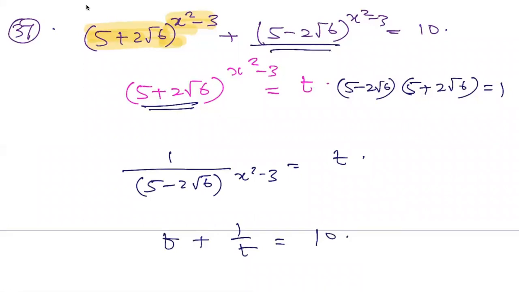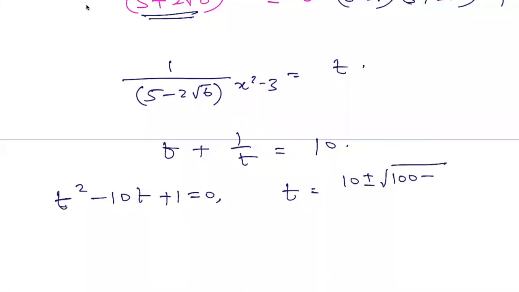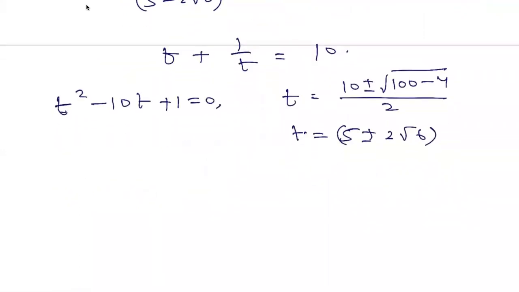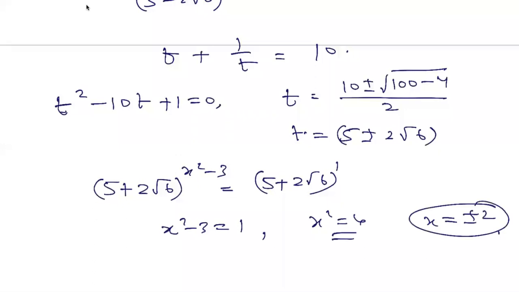Very good Anmol. Right? t plus 1 by t, so this is coming as t square minus 10t plus 1 is equal to 0. I guess all of you know the quadratic formula, x is equal to minus b plus minus under root b square minus 4ac by 2a. This is coming as 5 plus minus 2 root 6. This is t, and t we have taken as 5 plus 2 root 6 to the power x square minus 3 is equal to 5 plus 2 root 6. One time we have to equate this with 5 plus 2 root 6 to the power 1. x square minus 3 is equal to 1, so x square is equal to 4, or x is equal to plus minus 2. This solution came from here.